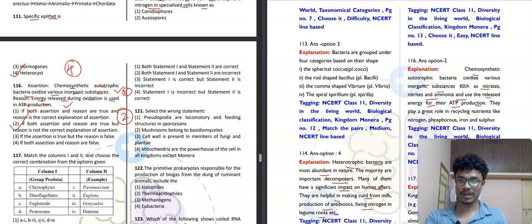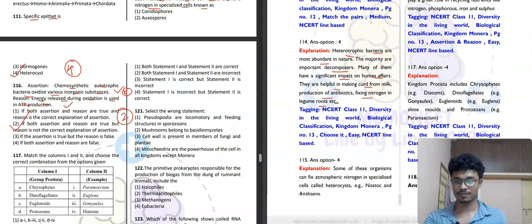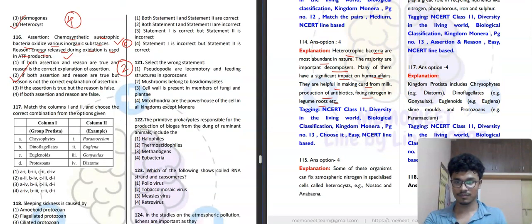Now we are moving to the next question, 117. It is a match the column type question. Match column first with column second with the correct combination. So column first we have group Protista, and then column second we have examples. The first one is chrysophytes. So chrysophytes are also known as diatoms. So it will be matched with diatoms.